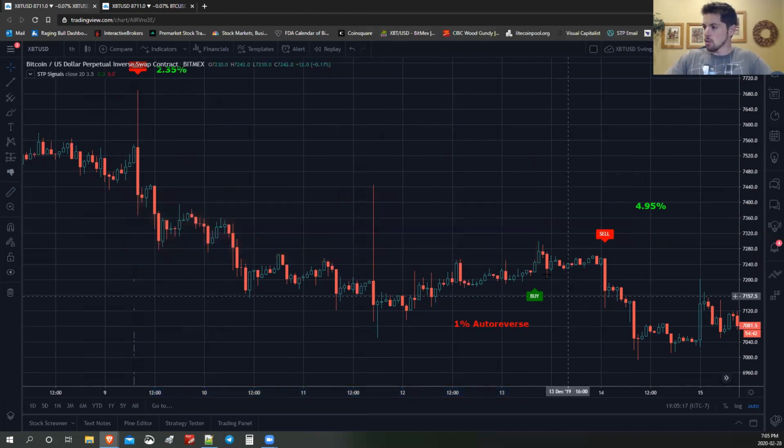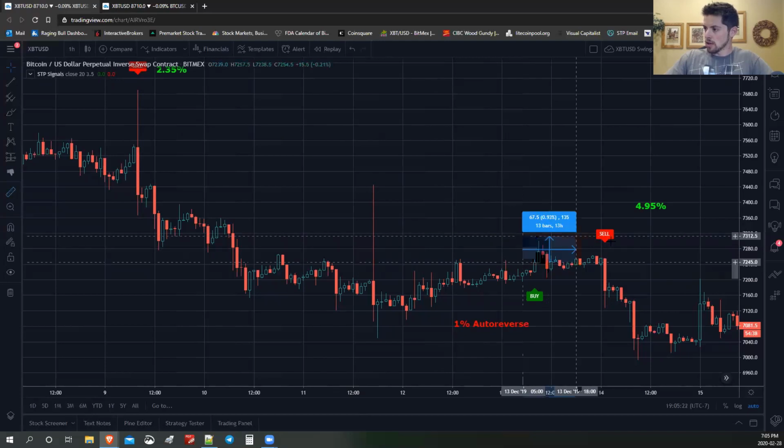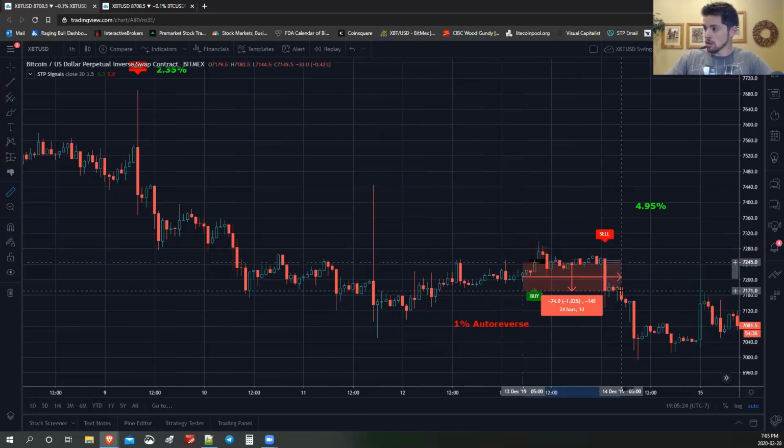And then this one here is going to be long from the top of the candle, once per candle close. And unfortunately, you're going to lose on this one. Negative 1.02%. I know I've got 1% on here. It just depends on how you measure them.